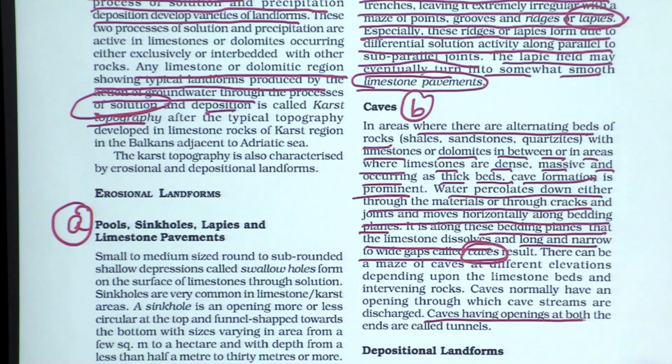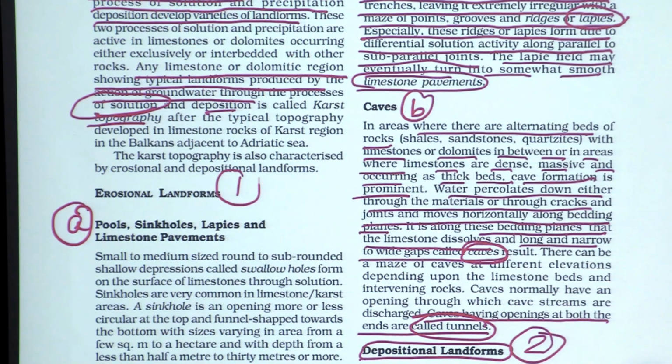Caves having openings at both the ends will be called tunnels. It basically comes out to be a very obvious kind of terminal. And if I continue to read NCERT with the depositional feature, that is our feature category number 2, erosional was our number 1, we divided it into 2 categories.